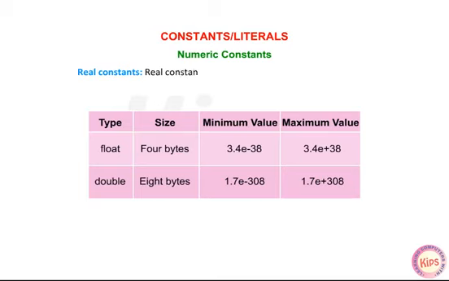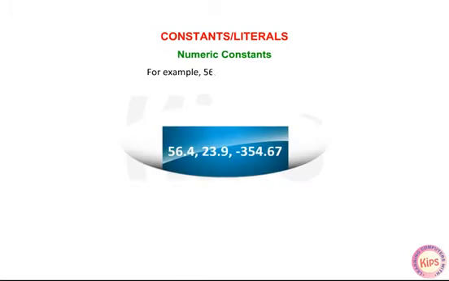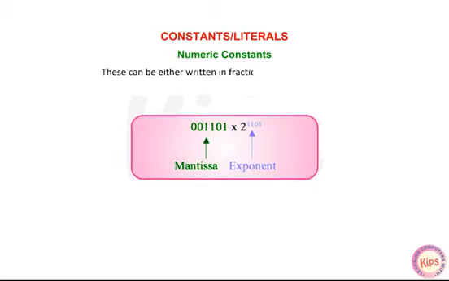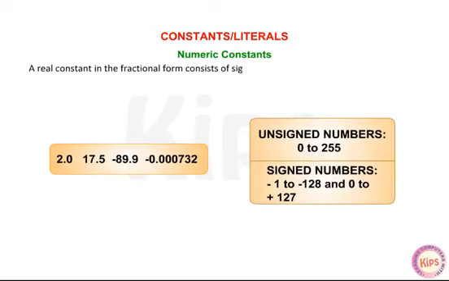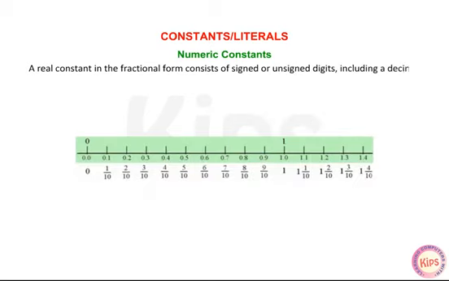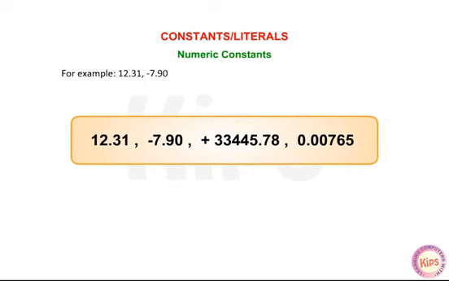Real constants. Real constants are also called floating point constants. These represent values with a decimal point. For example, 56.4, 23.9, -354.67, etc. These can be written in either fractional or exponent form. A real constant in the fractional form consists of signed or unsigned digits, including a decimal point between digits. For example, 12.31, -7.90, +334.4578, 0.00765 are some valid real constants.